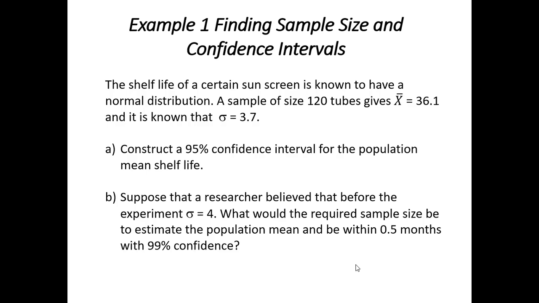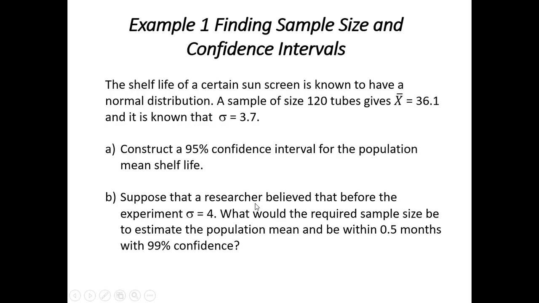All right, so example 1, suppose the shelf life of a certain sunscreen is known to have a normal distribution. A sample of size 120 tubes gives a sample mean of X bar equals 36.1, and let's say it's known that the population standard deviation is 3.7. So we're asked to construct a 95% confidence interval for the population mean shelf life.